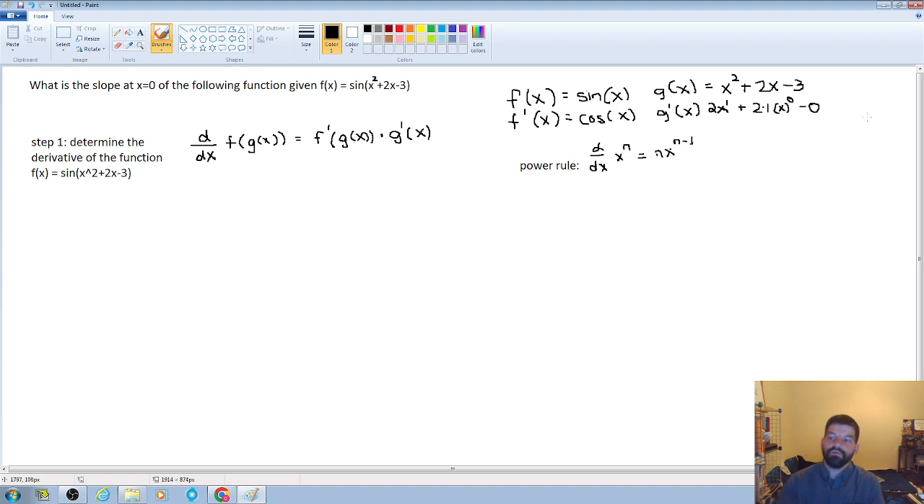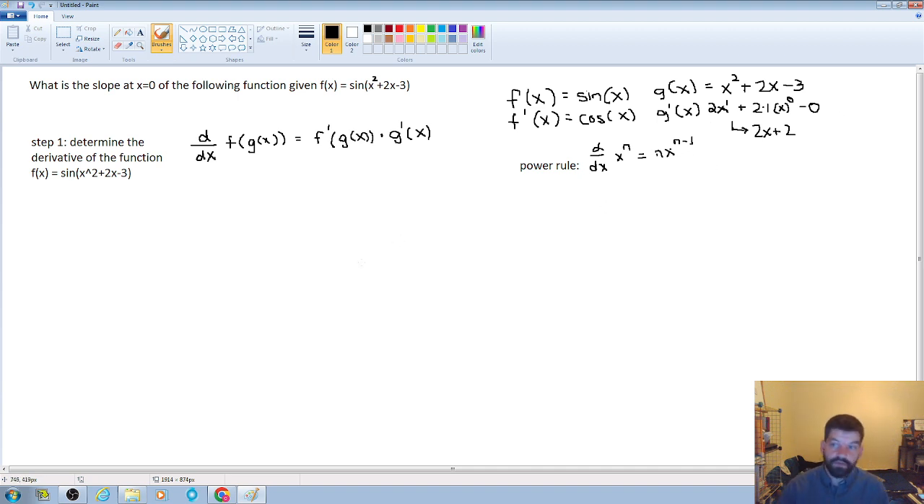Okay? So your simplified derivative for g of x is just going to be 2x plus 2. Okay, so there's a couple of differentiation rules happening, with that being the power rule, and then the sum and difference rule also being applied in the polynomial expression.